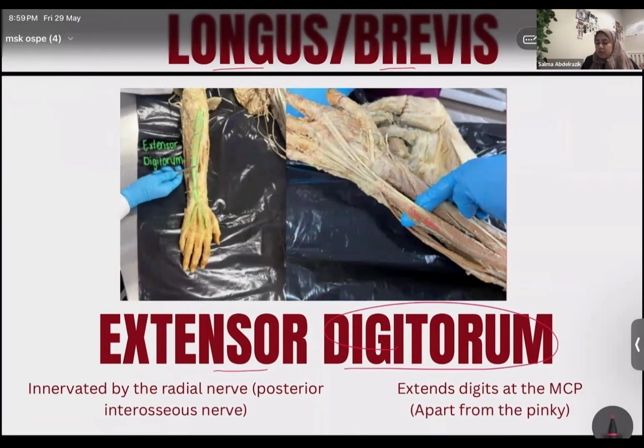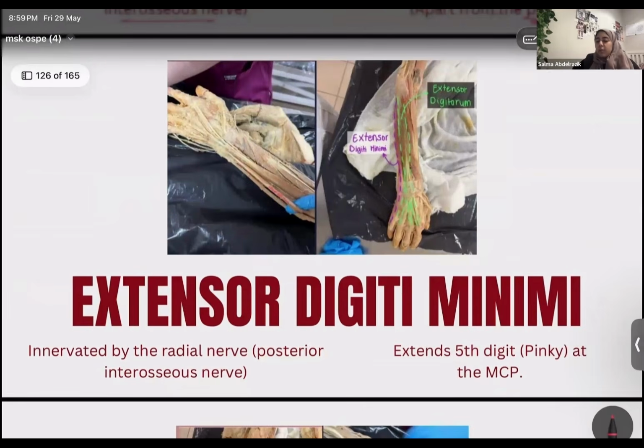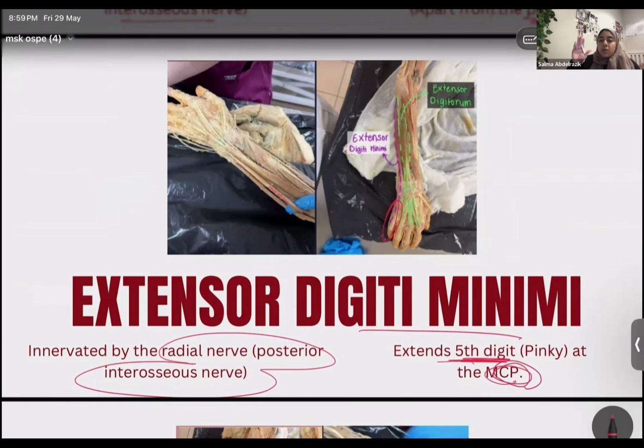Extensor digitorum, it's innervated by the radial nerve, posterior interosseous as well. It extends the digits at the metacarpophalangeal joints, except the pinky, because that one's called digiti minimi. So extensor digitorum basically extends the fingers, or the digits, at the metacarpophalangeal joints. Over here, you'll find it in a place where it can extend everything. Digiti minimi, you'll literally find it going to the pinky, because it's for the pinky. Same thing, radial nerve, posterior interosseous, but it extends only the pinky at the metacarpophalangeal junction. So all four of them are extensor digitorum, and the pinky is extensor digiti minimi.